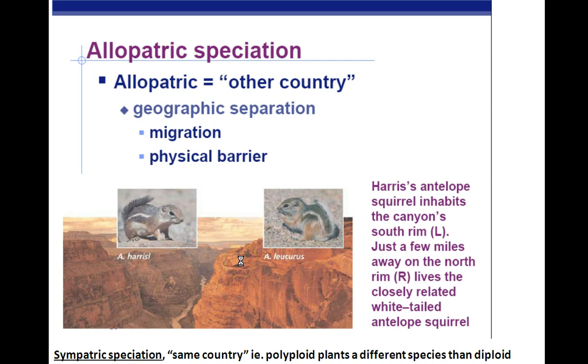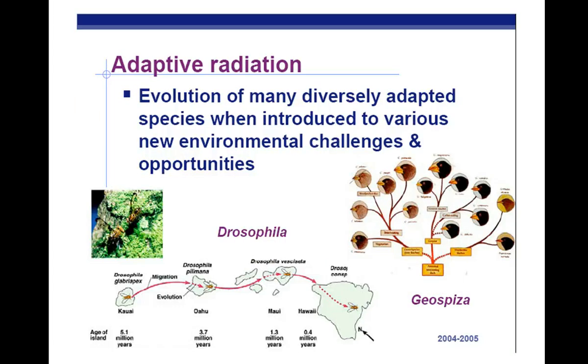Allopatric speciation will not be on the test, so don't worry about it, but it means geographic separation. Adaptive radiation we talked about before. Fruit flies have done the same thing. They've radiated from a central point and adapted to new environments to become the 500 different species of fruit flies that we find on the Hawaiian Islands.